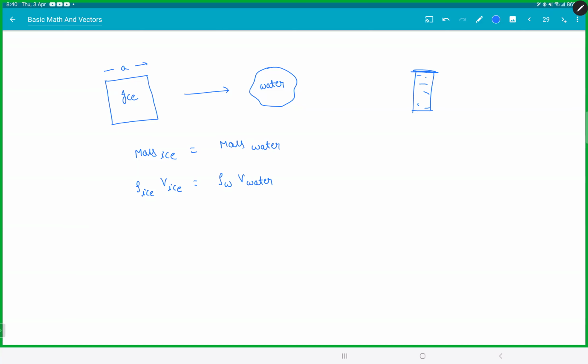Ice expands. When you take water and freeze it, it expands. The volume increases, and it will break the glass. So what is the density of ice? It is 0.9 gram per cc into the volume of ice, right? And this is 1 into the volume of water.